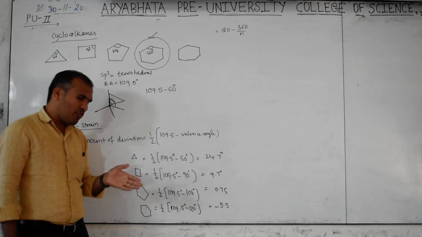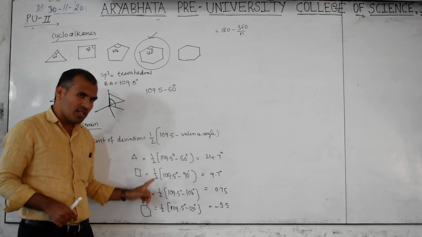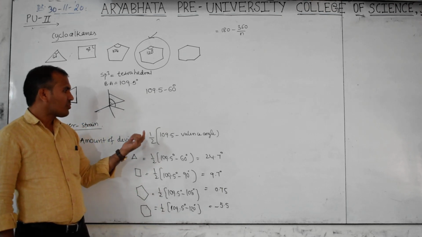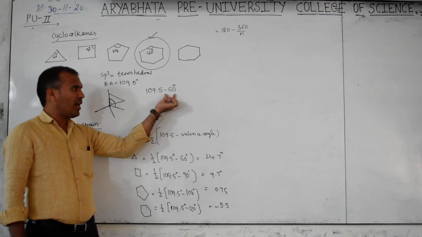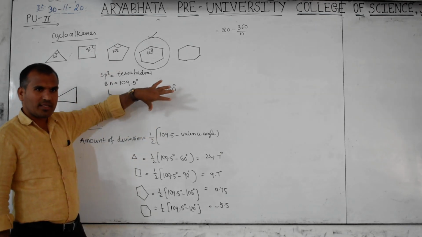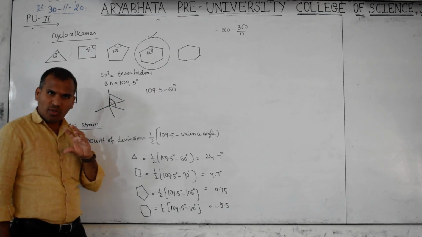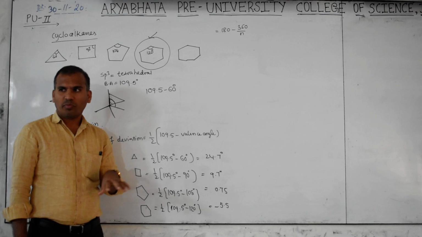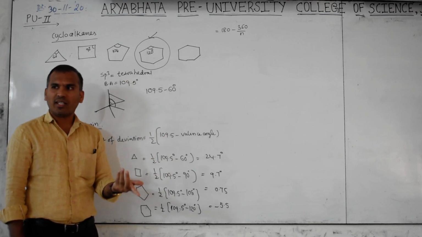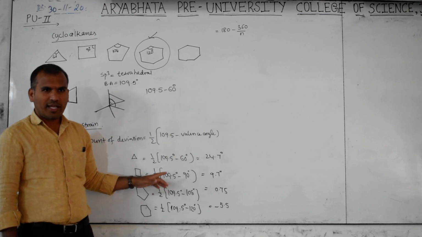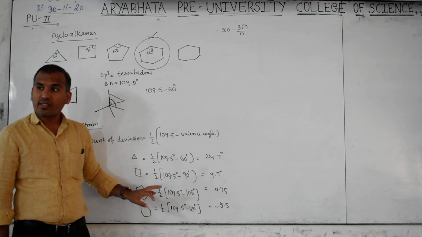And if you observe the previous years' question papers at CET level also, these questions are asked. This is angle of deviation, 109.5 minus this 60 in cyclopropane. This is amount of deviation. So you have to read the question carefully. Previously these were asked. Now they are not asking such type of question. But in case they may ask, that is the only purpose I have explained these points.